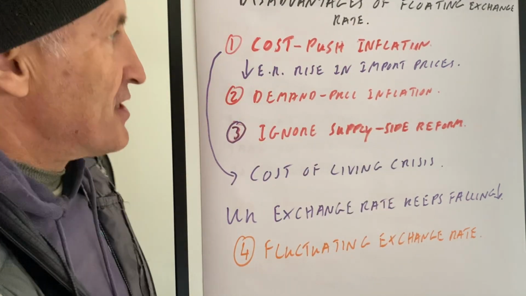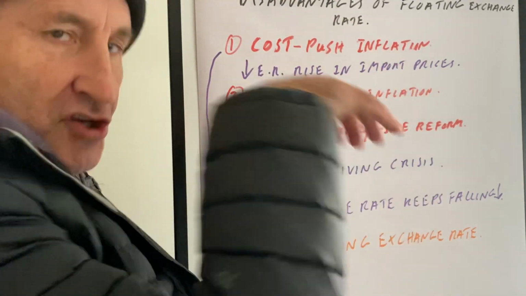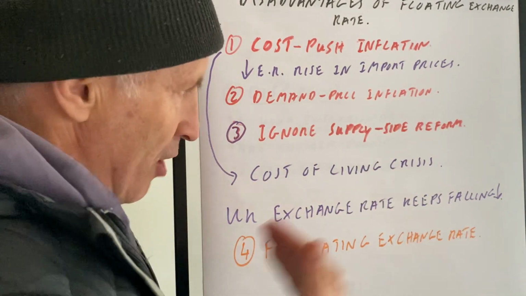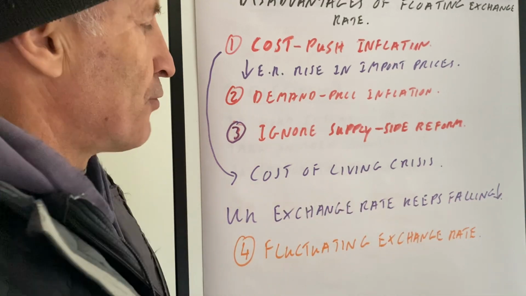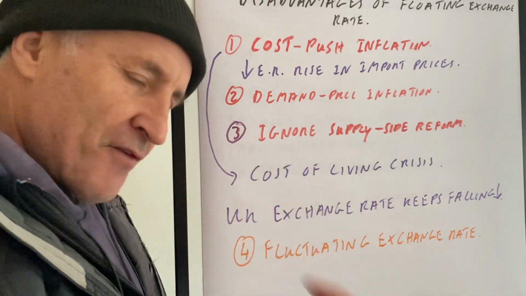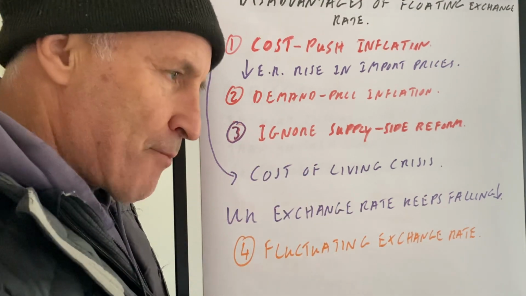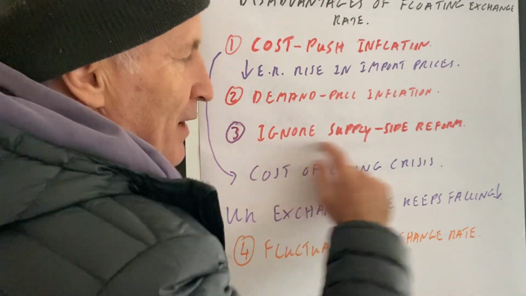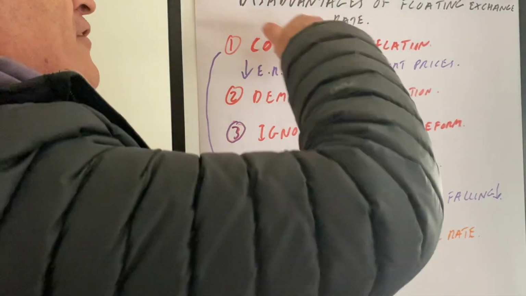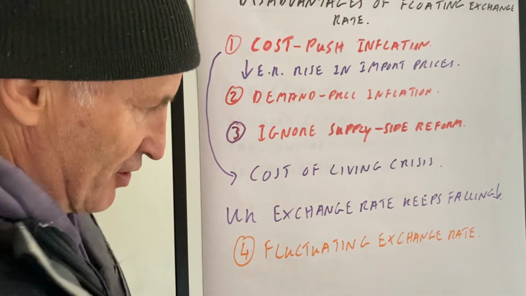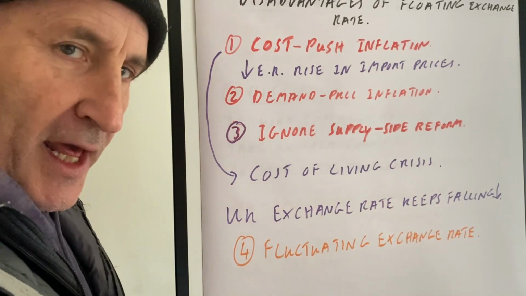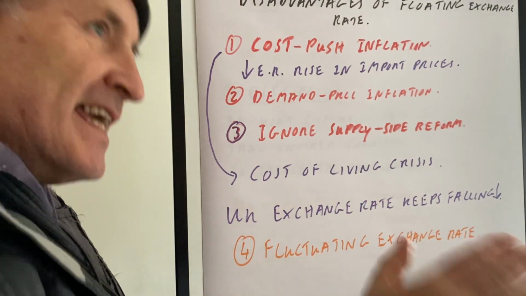Disadvantages of floating exchange rate systems. We could get cost push inflation because of the fall in the exchange rate. We could also get demand pull inflation because there'd be a rise in demand, because there'd be increasing demand for exports. And we could ignore supply side reform. Fundamentally, a falling exchange rate will help our economy, but we may need to improve the supply side performance of our economy. And of course, the falling exchange rate might add to the cost of living crisis that we already have.